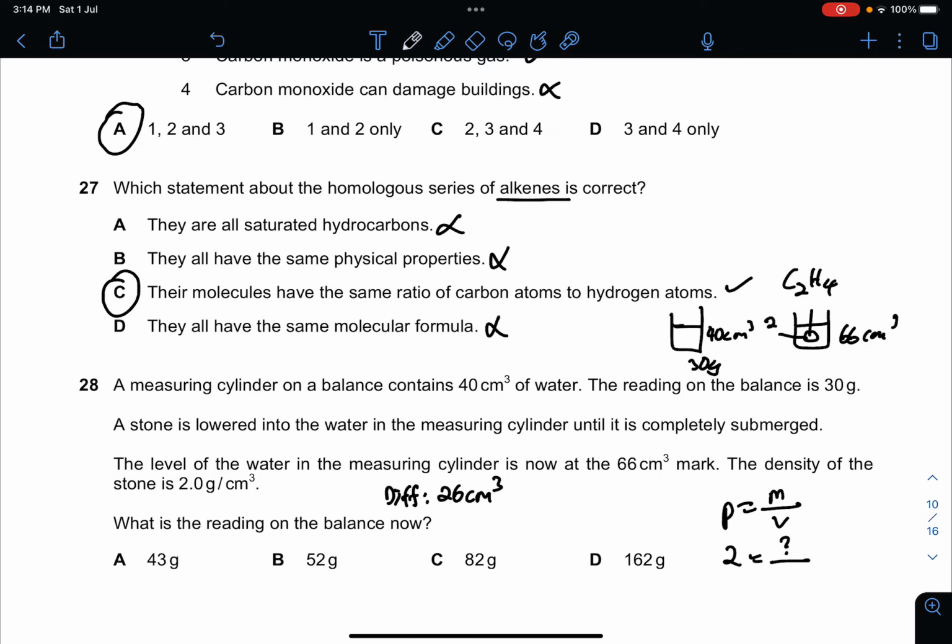So initially there is 40, m over V, 30 divided by 40 is 3 over 4. So it looks like it has increased by 2.66. So 30 times 2.66 is about 82. Okay, so the answer is C.